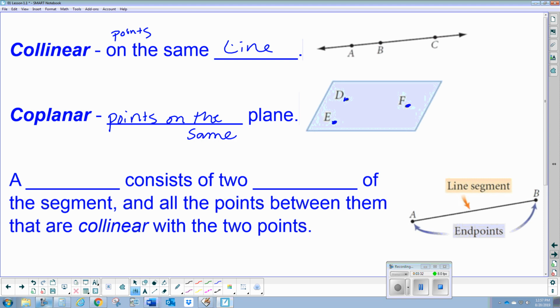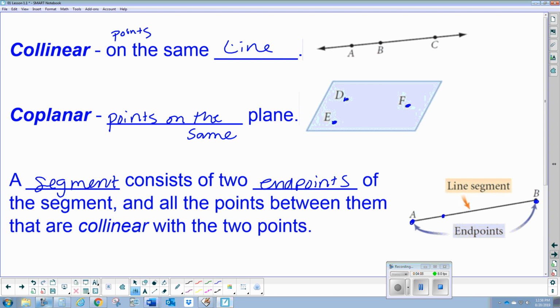And then the next term is a line segment. You can see in this diagram we have points A, B still, but those are endpoints. A line segment does not go on forever in both directions. It just goes from endpoint A to endpoint B. So a segment, or a line segment, consists of 2 endpoints of the segment, and all the points in between them that are collinear with the 2 points.